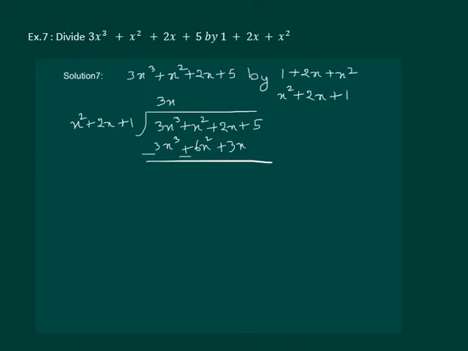We will subtract, so signs will change and the cubic term gets cancelled. We are left with minus 5x square minus x plus 5.